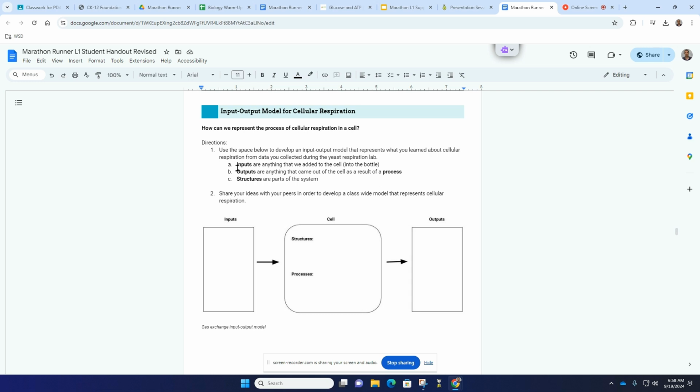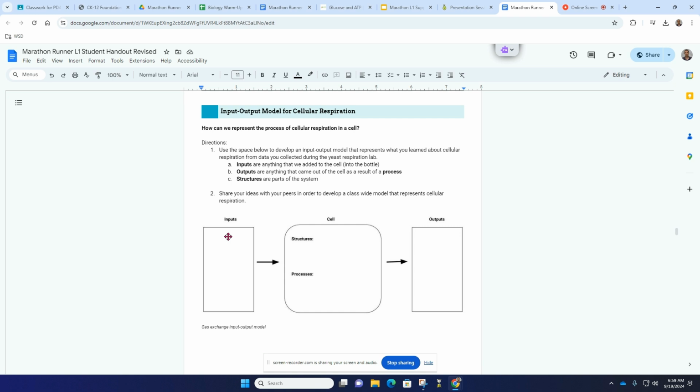So just to look at some keywords here, inputs going in, right? It's kind of right in the word, but that's something to keep in mind. Outputs, things that go out, and then processes and structures are things happening inside the cell. So when we talk about cellular respiration, the things that are going in, and once again, you might find that you need to pause this, but let me talk about them first.